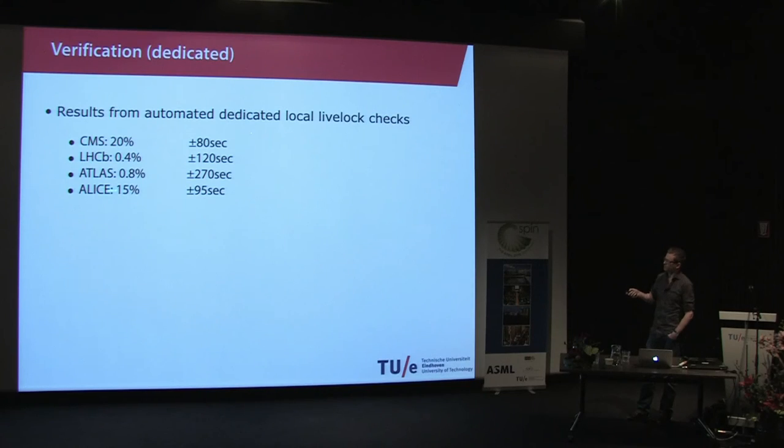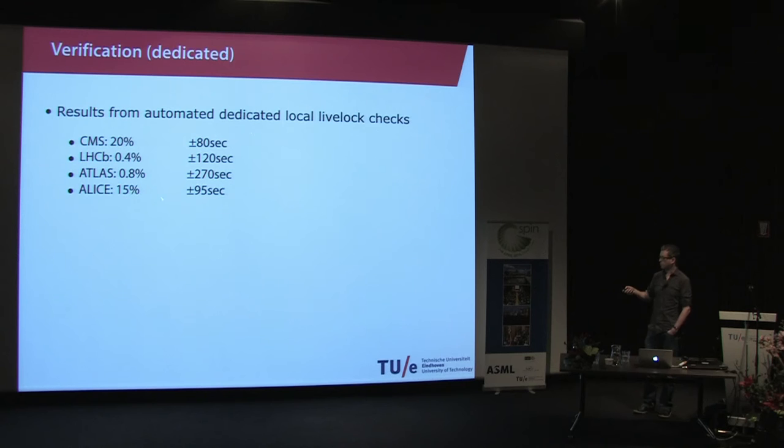And also the main developer of this language was actually working for LHCb, so that also might have had some consequences there. The total analysis of the LHCb took 120 seconds. There's also another experiment, the ATLAS, which had only 0.8 percent of the finite state machines having some issues, and took about 270 seconds to analyze in total.